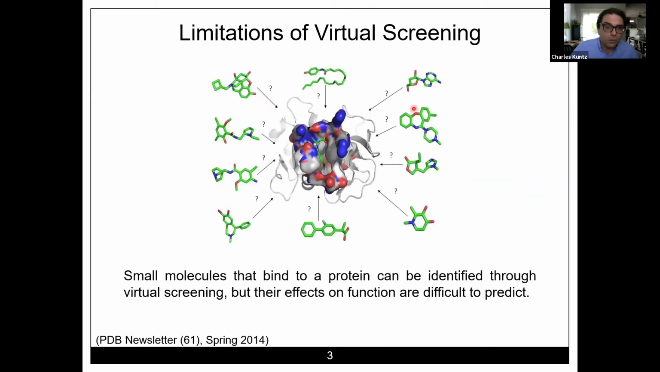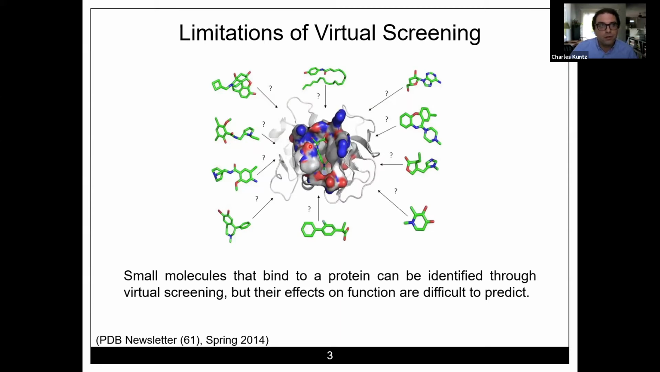When we think about the virtual screen, the aim of this work is to expand upon and improve the virtual screen that Peter was talking about. With these virtual screens, you test thousands or even sometimes millions of compounds, and you can tell whether they bind or not.